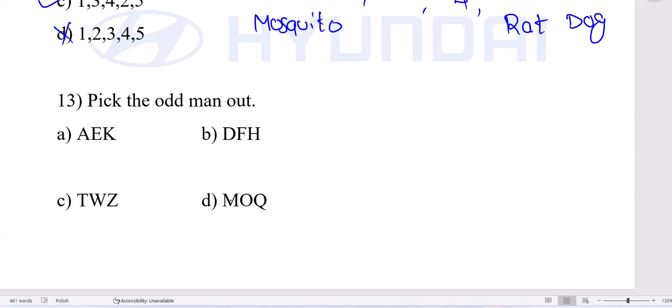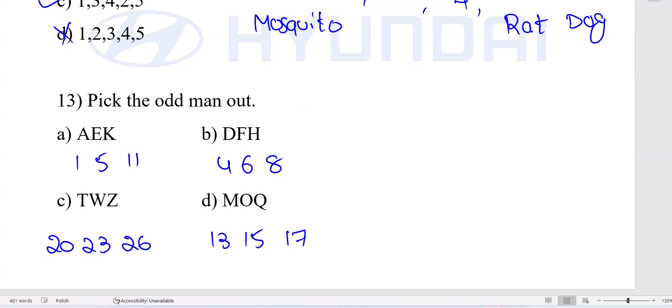First two letters, you observe. D, what is missed? E, okay. Or else we'll put all numbers. Maybe that's better for you. 4, 6, 8. What is the difference here? 2 difference. Here this is 13, 15, 17. What's the difference? 2 difference. Here 20, 23, 26. Difference is 3, 3. At least a common difference is there. 3 and 3, 2 and 2, 2 and 2. But here 1, 5, 11. Difference here 4, difference here 6. Not matching. Odd one out is this.